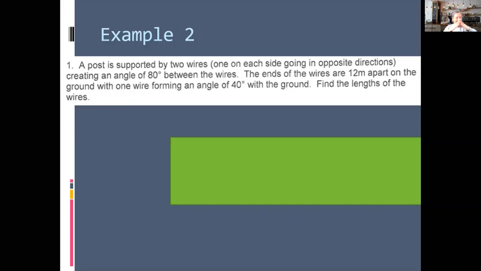Then creating an angle of 80 degrees with these 2 wires on top. And the ends of the wires are 12 meters apart. So then this end and that end, they are 12 meters apart, right? And one of the wires creates 40 degrees of angle with the ground, okay? So if you try to make your own diagram, you can check your work based on this context if you got the situation right.